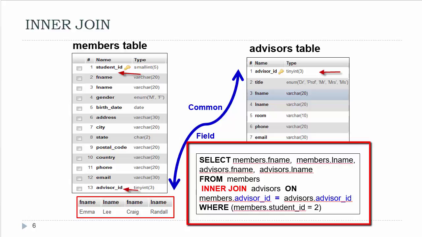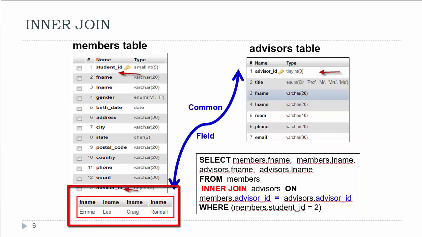Remember, the advisor ID is the foreign key in the members table, the primary key in the advisors table. You don't necessarily need a WHERE condition. Without the WHERE, it would return all of them, but just to show you, if I were to impose a WHERE condition, I would be able to find out the name and the advisor for student ID 2.